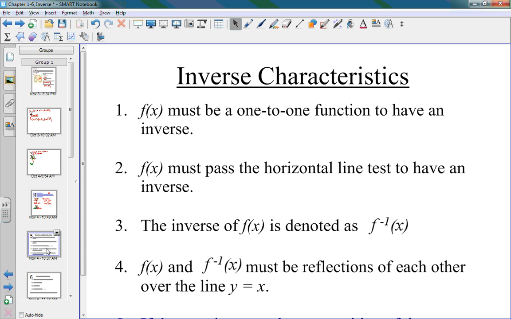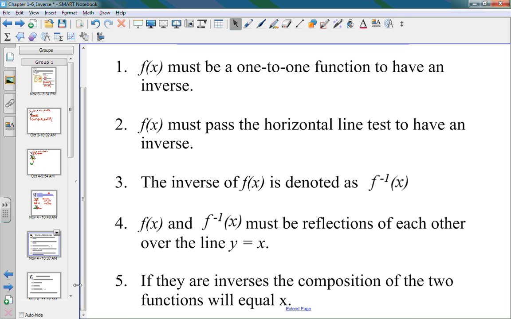Now, with that said, we have these inverse characteristics. Now you need to add number 5 to this. So number 1, f of x must be a one-to-one function to have an inverse. If it's not a one-to-one function, you don't have an inverse. Which means, how do I determine if it's a one-to-one function? Number 2, it must pass the horizontal line test. If it doesn't pass the horizontal line test, it's not a one-to-one function, which means it does not have an inverse. Number 3, the inverse of f of x is denoted as f to the negative 1 of x. F to the negative 1 is not the negative exponent. It indicates inverse notation. Am I clear?